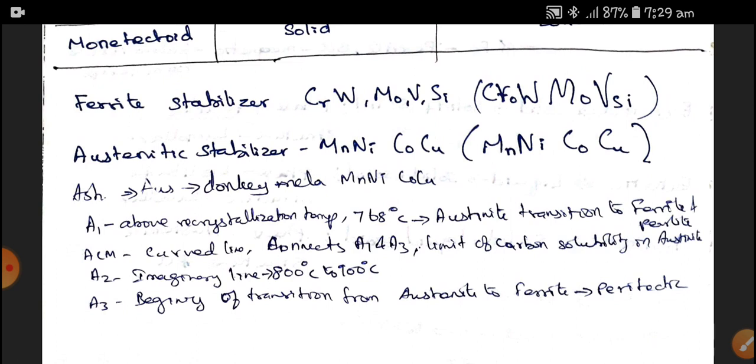I hope with this I have given enough idea about the iron carbon equilibrium diagram. With this, I would like to thank you all for the patient listening. Thank you.